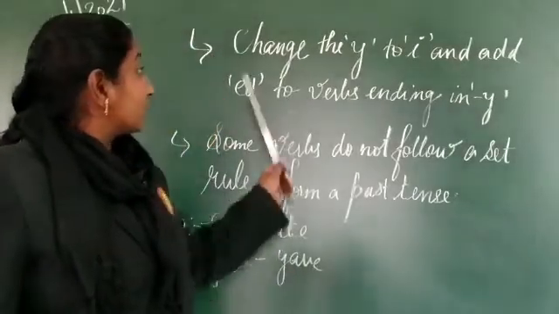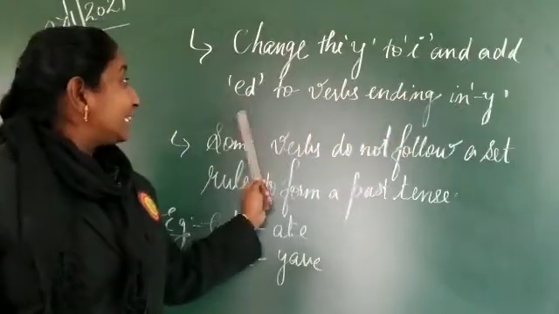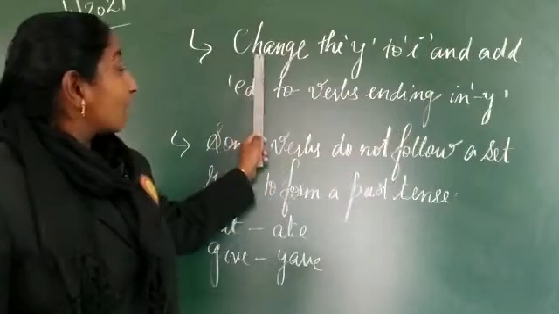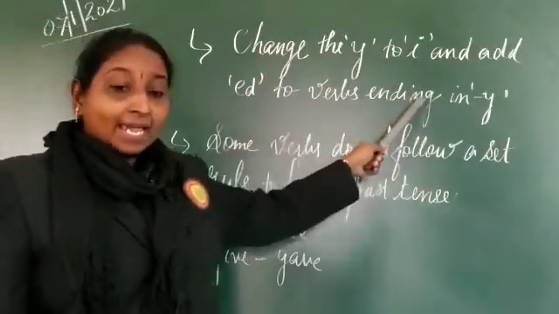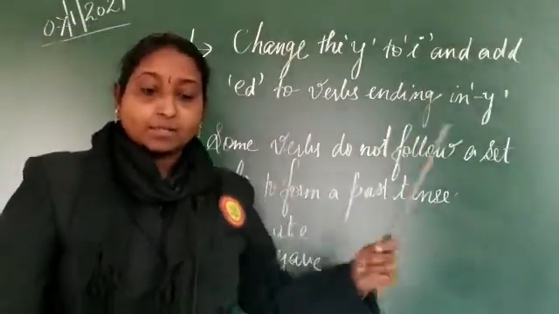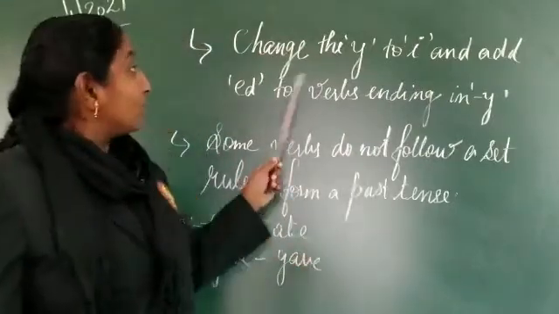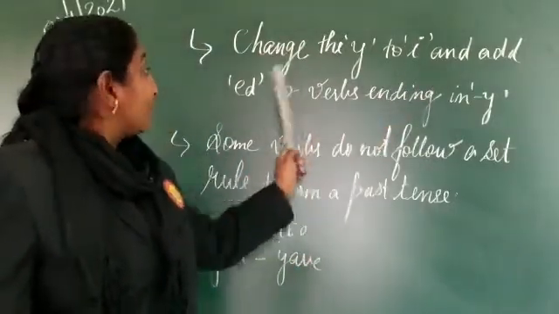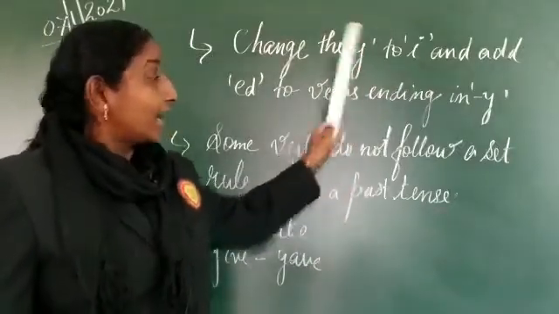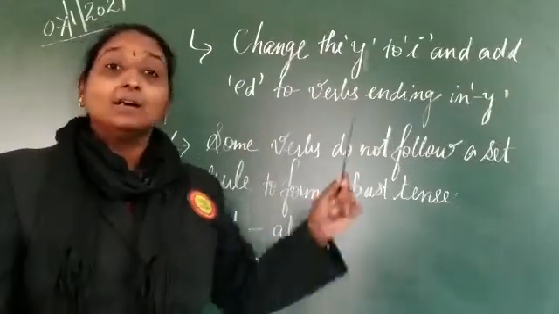Now the next one is: change y to i and add ed to verbs ending in y. So here also you have to change the y to i, and add ed to the verb ending in y. Suppose the word is carry, C-A-R-R-Y. You have to change the y to i and add ed. So carry will be carried in the past form.